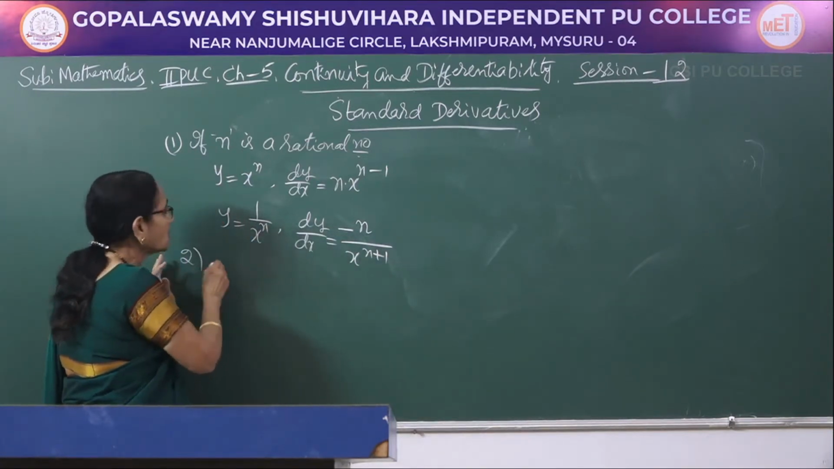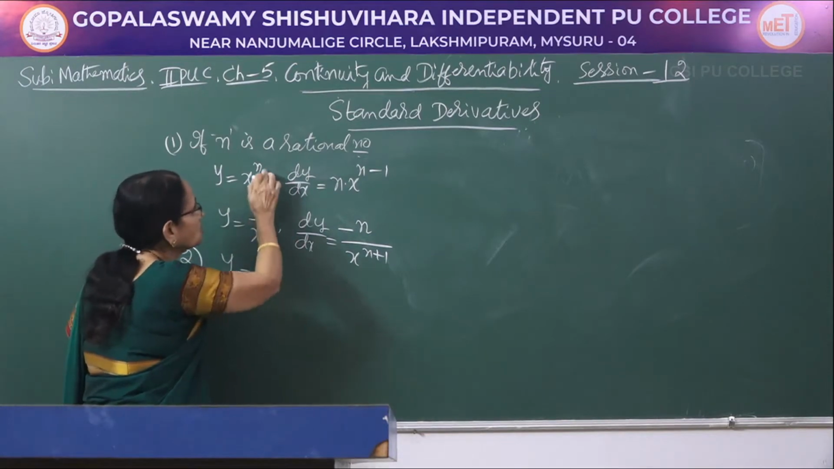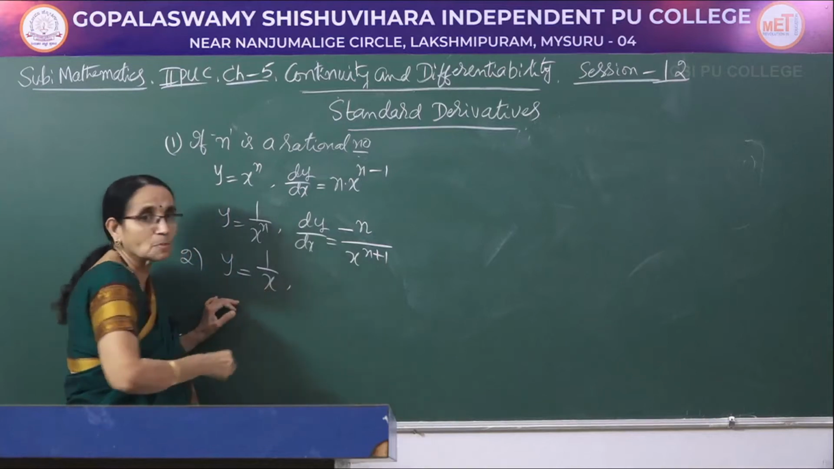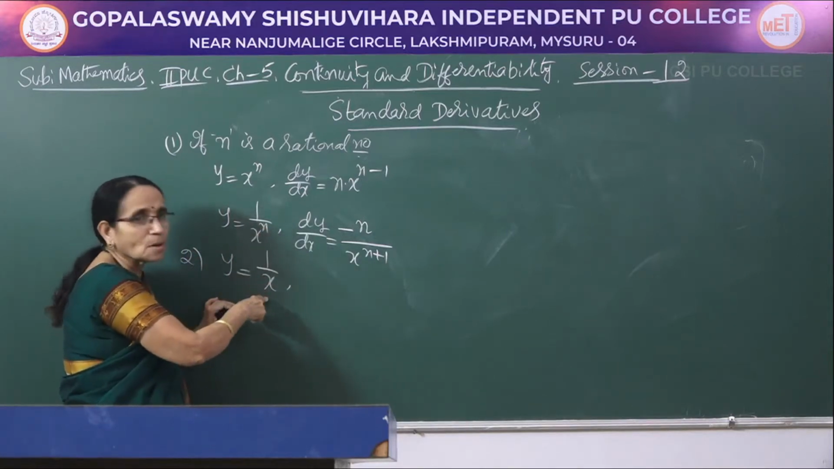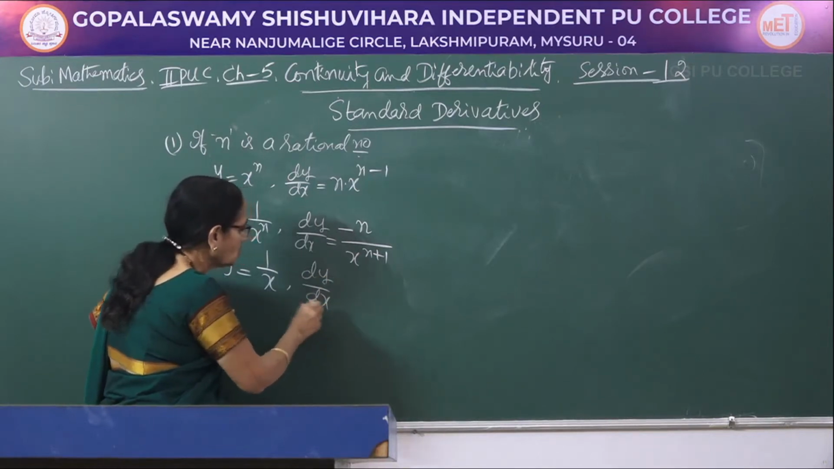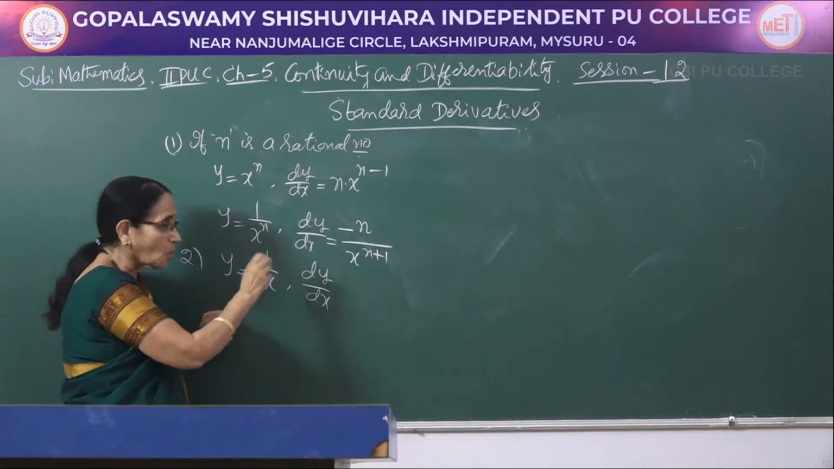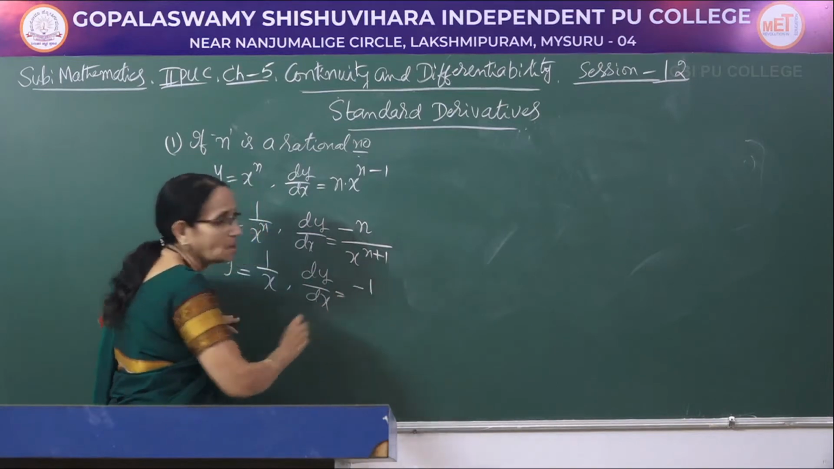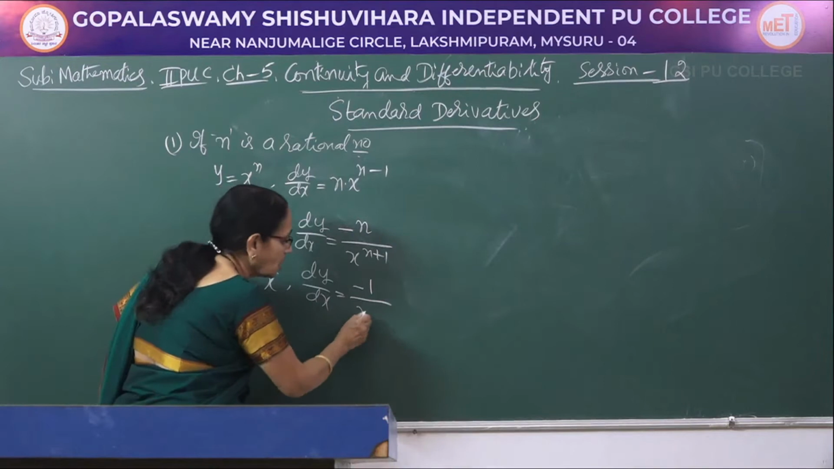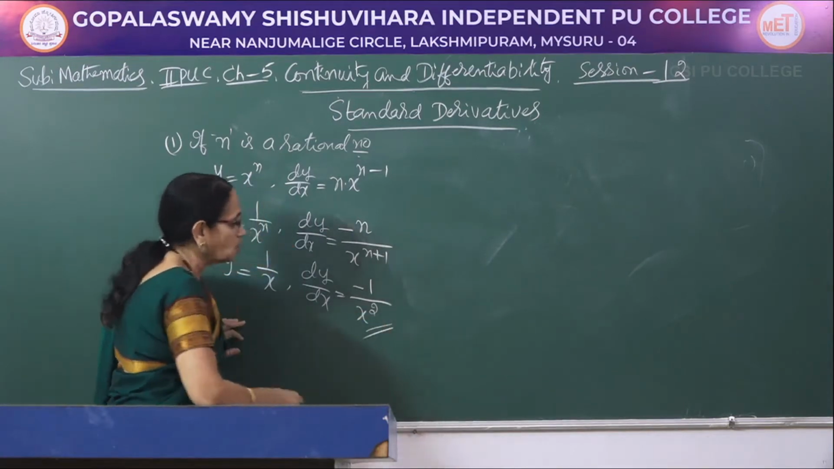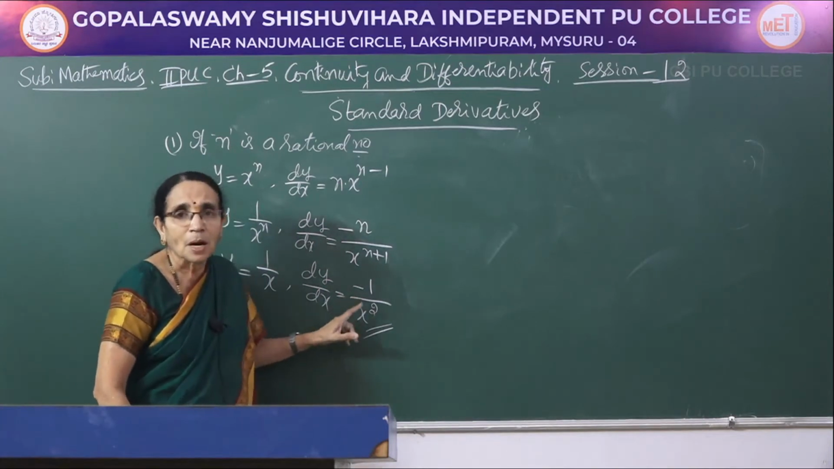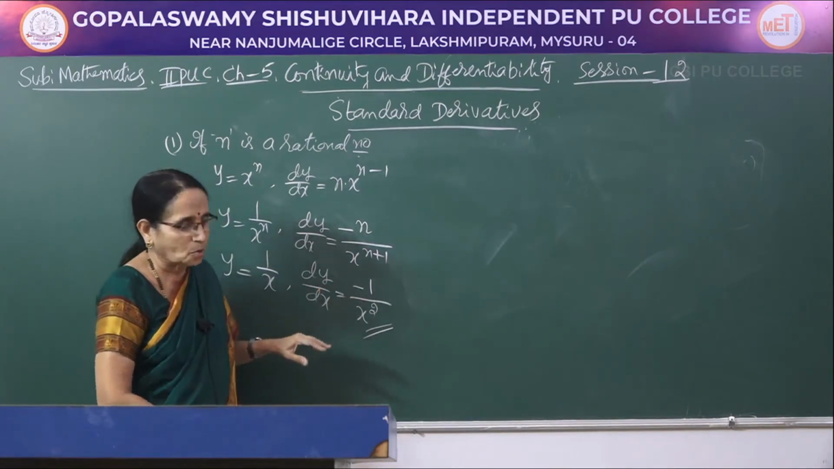Now, as a particular case of this one, suppose n is equal to minus 1. What happens in that case? It becomes 1 by x. This formula is applicable. According to this one, what is the index of x here? 1. So, write it as minus 1. Now, increase the index of the denominator by 1, 1 plus 1, 2. So, wherever 1 by x is there, its derivative becomes minus 1 by x square.